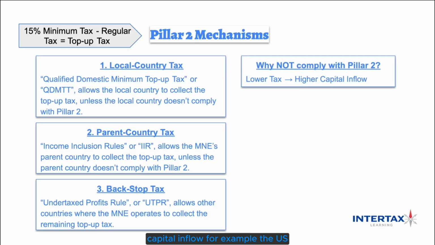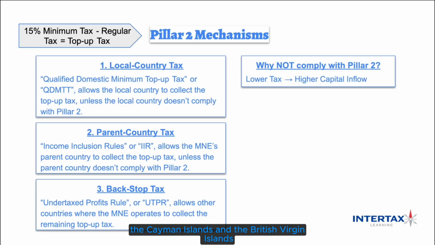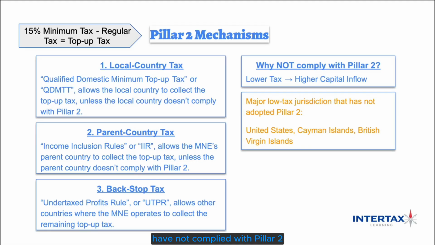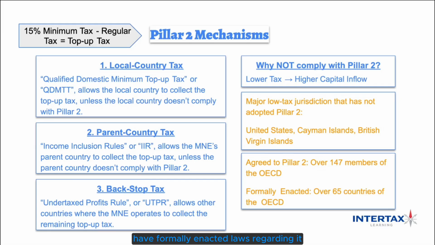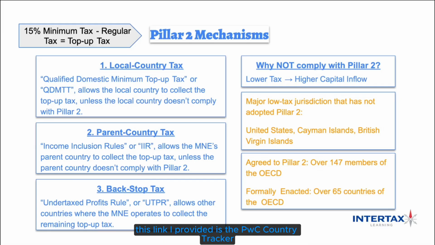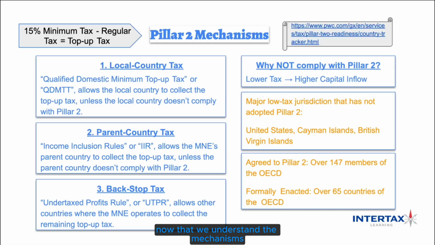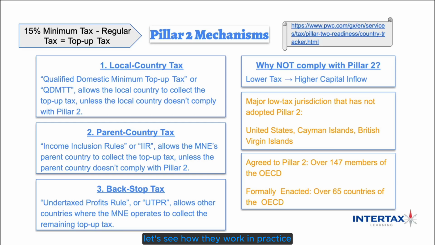For example, the US, the Cayman Islands, and the British Virgin Islands have not complied with Pillar 2. Although over 147 members of the OECD have agreed to Pillar 2, and over 65 of the 147 have formally enacted laws regarding it. If you like to keep track of the adoptions, this link I provided is the PwC country tracker. Now that we understand the mechanisms, let's see how they work in practice.